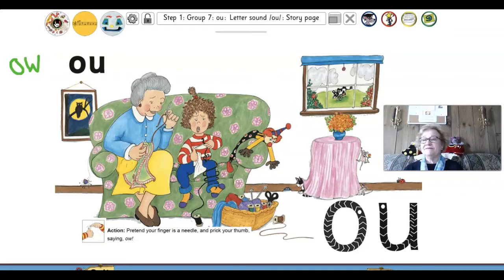I pricked my thumb with a needle. Ow, ow, ow, ow, ow, ow. I pricked my thumb with a needle. Ow, ow, ouch.